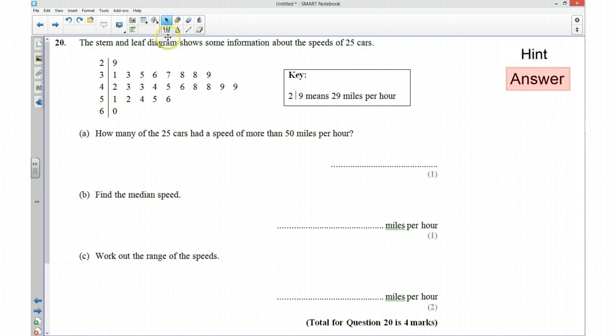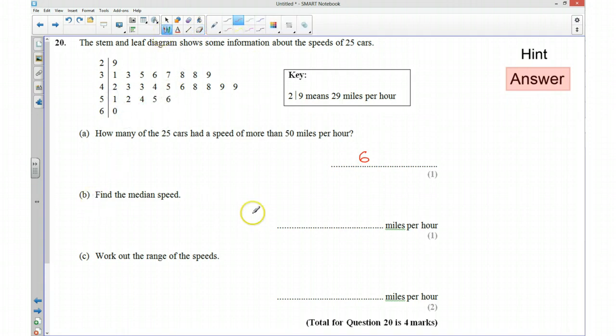Okay, well done if you managed to have a go. We'll have a quick look at this now. So how many of the 25 cars had a speed more than 50 miles per hour? Well, that's 49 miles per hour. This is 51, so that's more than 50, so that's 1, 52, 54, 55, 56 and 60. So we've got 1, 2, 3, 4, 5, 6. So 6 cars have a speed that is more than 50 miles per hour.